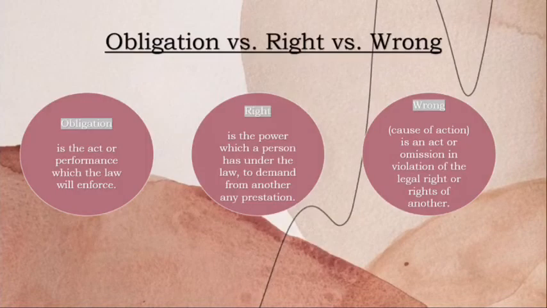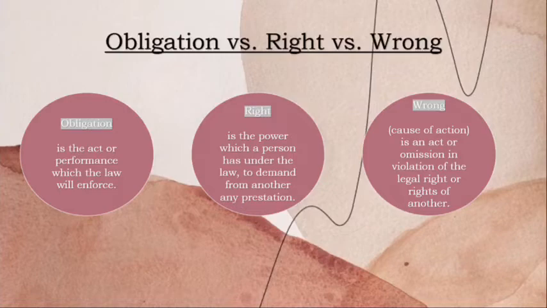Let's now proceed to obligation versus right and versus wrong. Obligation is the act or performance which the law will enforce. In the given situation, the obligation is on the part of the debtor. Next is right. Right is the power which a person has under the law to demand from another any prestation. In the given example, the creditor has the right to demand payment.